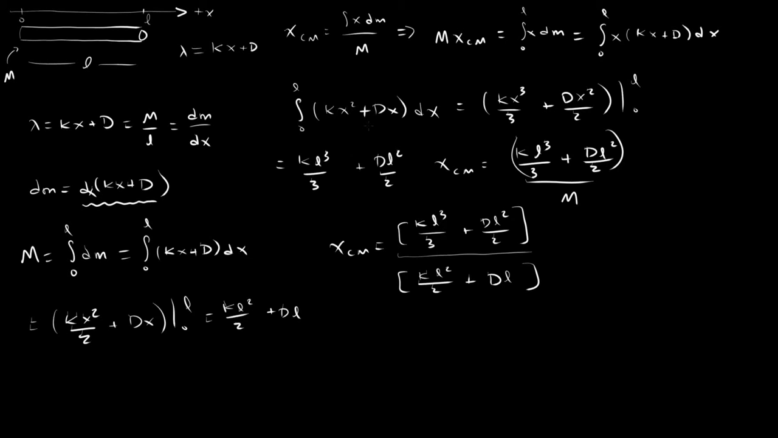Now there isn't really much that we can do with this other than cancel out maybe an L on the top and the bottom, and we can pull out an L from the top, so we can write an L out here and take away that and turn that into a 1 and take that off entirely. So in the end you're left with L times KL divided by 3 plus D divided by 2 on the top, and then you multiply on the bottom, KL divided by 2 plus D.